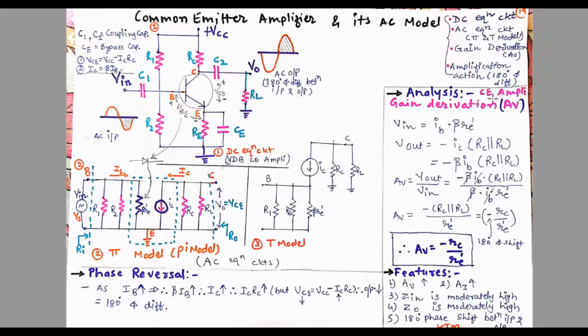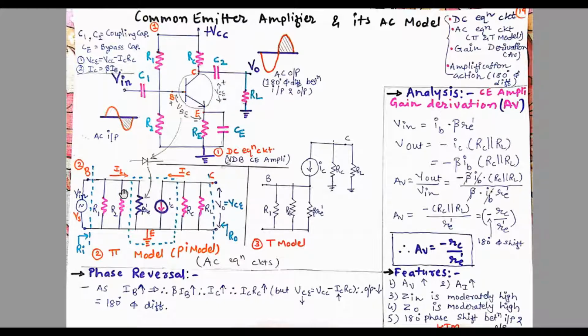In AC analysis, what should you explain? You need to understand the gain. What is gain? Voltage gain. Voltage gain means V out upon V input. Look at this formula. This is the main basic formula. Voltage gain of any amplifier is equal to V out upon V input. This is V input. Come to the circuit.